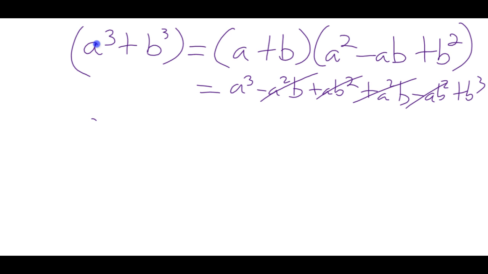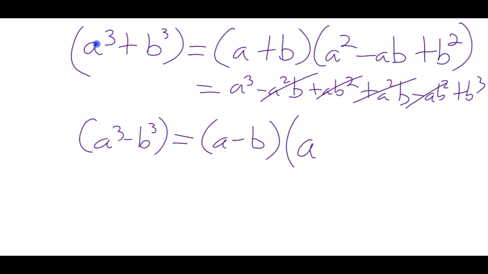Similarly, when you want to factor a difference of cubes, you start off with a minus b, right? You take the cube root of the numbers. And then you need an a squared, right? That's the only way you're going to get a cubed. If I want to get a minus b cubed, then I better put a plus b squared.